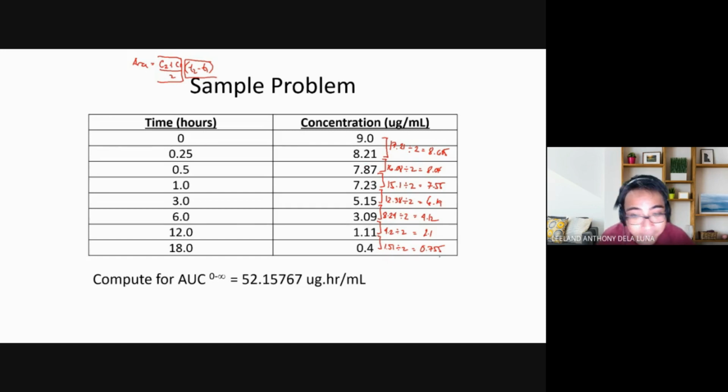Okay. So now class, para malaman ko kung tama bang pinagsusulat ko, dapat ang total number of datas that I have here, minus 1 dito. Okay, so 1, 2, 3, 4, 5, 6, 7, 8. I have 8 data sets. Dapat yung na-compute ko 7. 1, 2, 3, 4, 5, 6, 7. Okay, we're good so far.